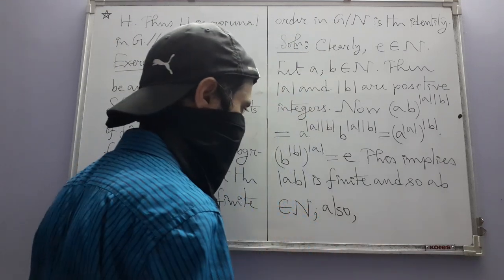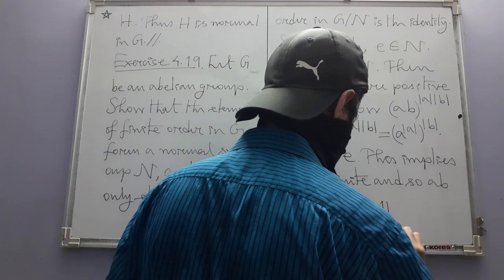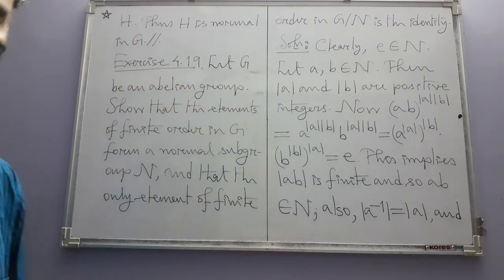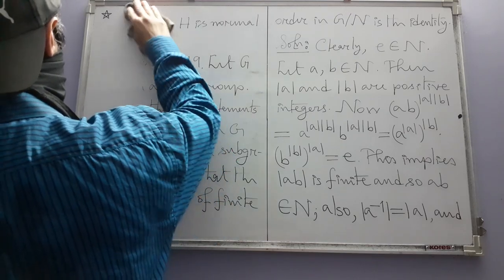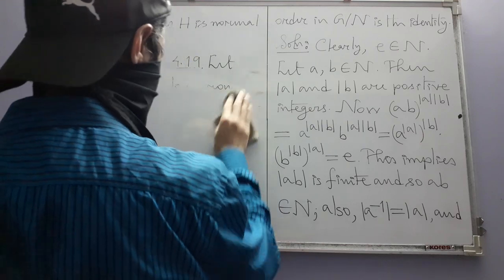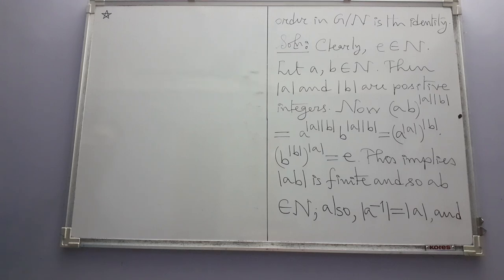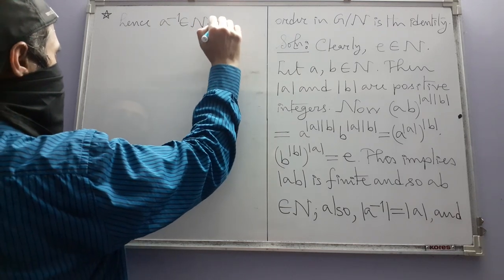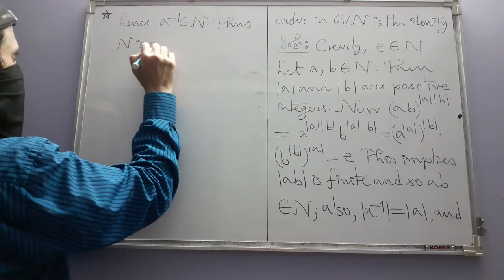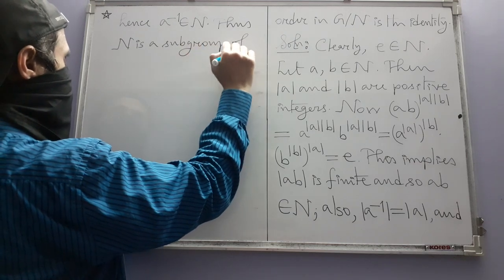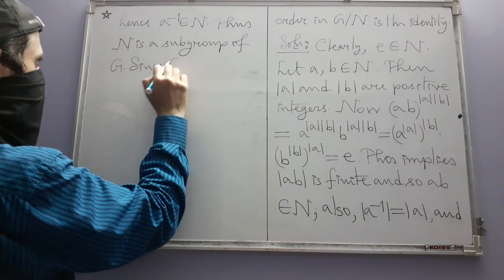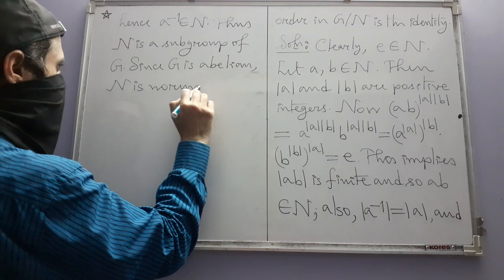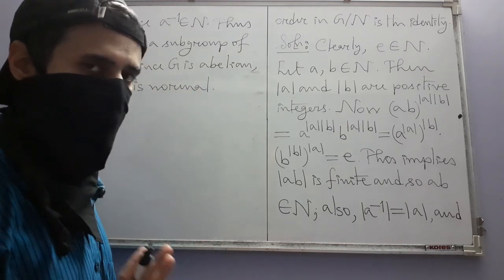Also, something else that we already know is that the order of A inverse is equal to the order of A. And so A inverse also belongs to N. Thus, N is a subgroup of G. Since G is abelian, N is normal. Okay, so we have shown this much.